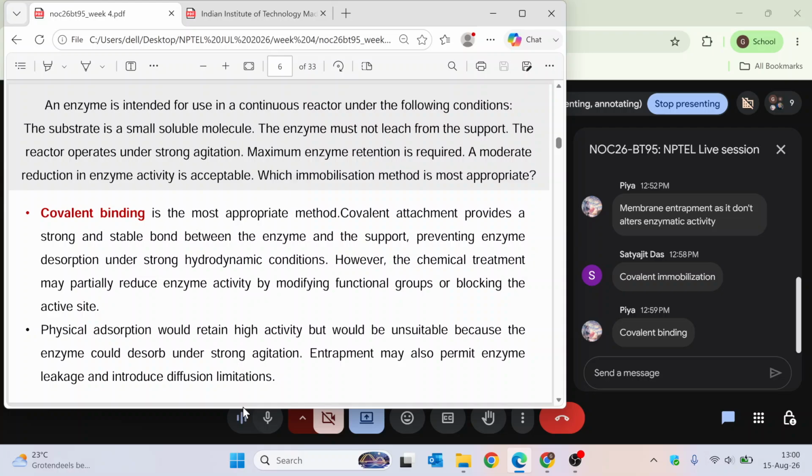And in the last question, we did not want the enzyme activity to be much deteriorated. So that's why we went for physical adsorption. But here we are told that we can have a moderate reduction in enzyme activity. So it's better that we go with some chemical modification, trading off with the activity itself. So covalent binding is suitable here. So like this, just have in mind when to go for which type of immobilization technique.